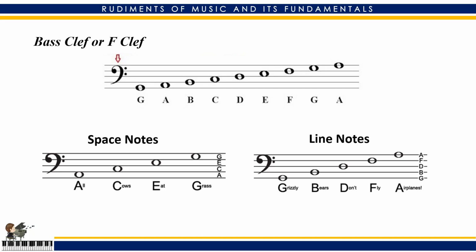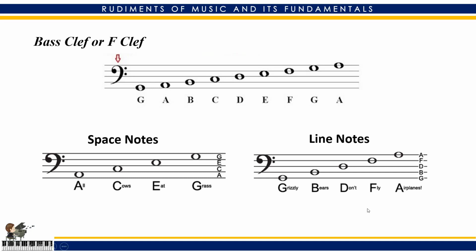Now we have bass clef or F clef. So para mas madali nating matatandaan yung mga notes na bumubuo sa space and lines ni F clef, let's have this meaning. In space notes, ang bumubuo kay bass clef or F clef ay notes na A, C, E, G. So pwede natin siyang bigyan ng meaning na all cows eat grass.